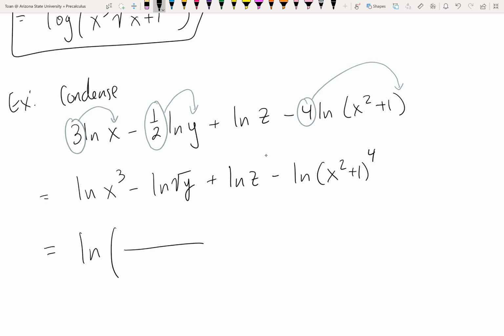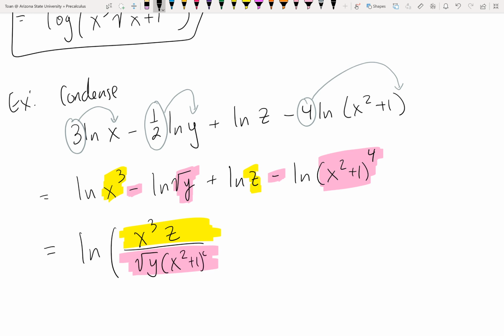And here's the idea. Any argument that has a plus log will go on top. So notice that this x cubed, his log is positive. Notice this z here, his log is positive. So all those positive arguments will go in the numerator, x cubed z. Notice that the square root of y had a negative log. Notice the x squared plus 1 to the 4th power had a negative log. Those guys will go in the denominator. So radical y, x squared plus 1 to the 4th power.